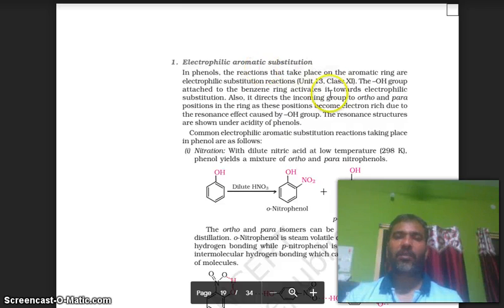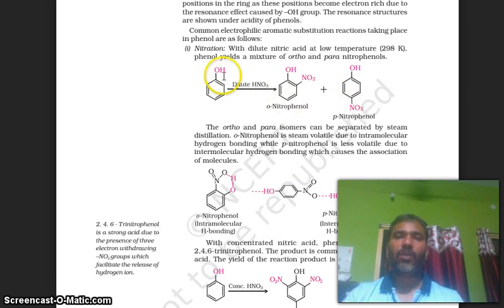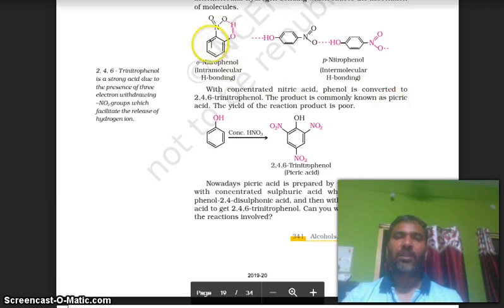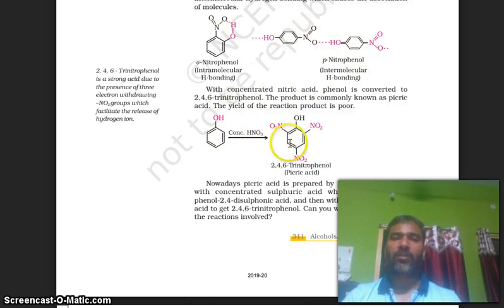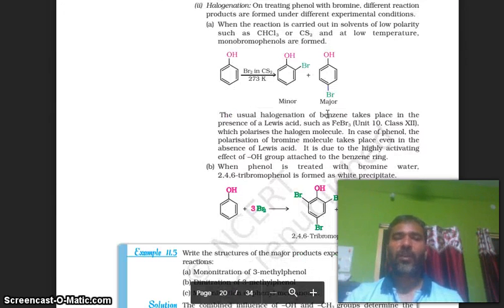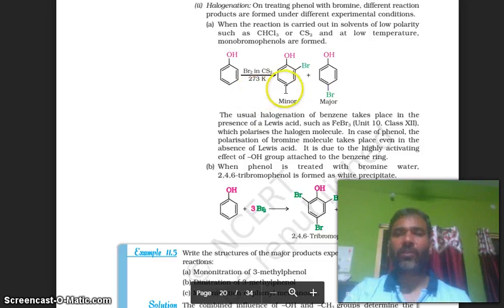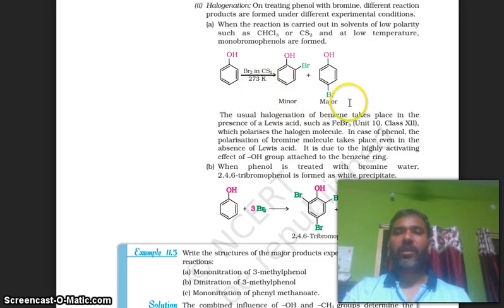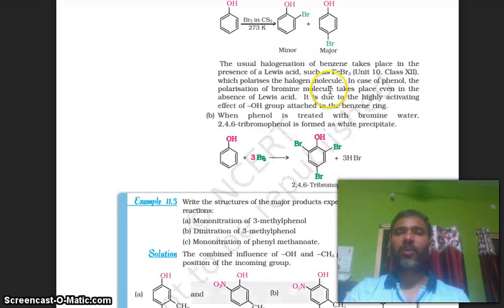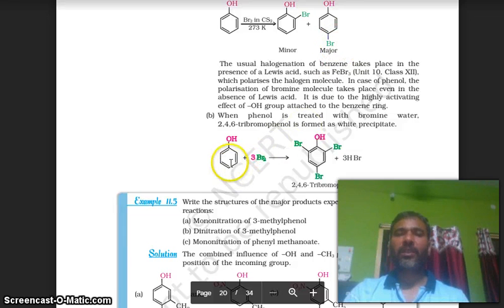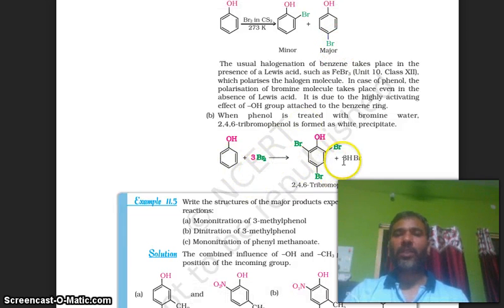Electrophilic aromatic substitutions: you see OH, nitrations at ortho and para positions. This is intramolecular, and this is intermolecular. This will give picric acid, which is also an important compound. Now halogenations, you see ortho and para products. Para product is always the major product, you see with brominations.